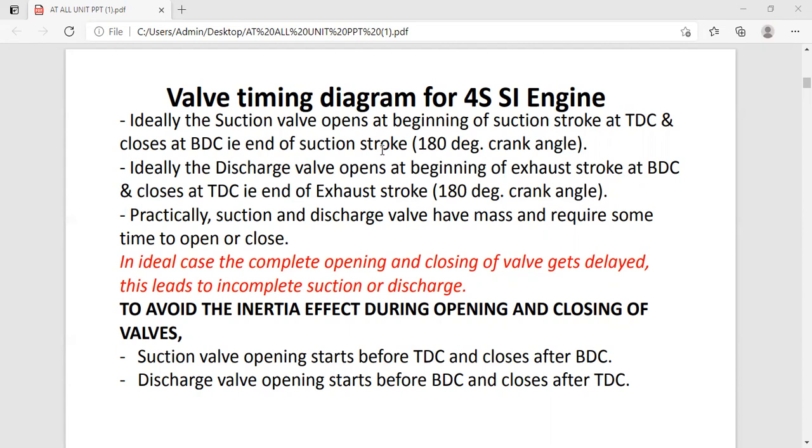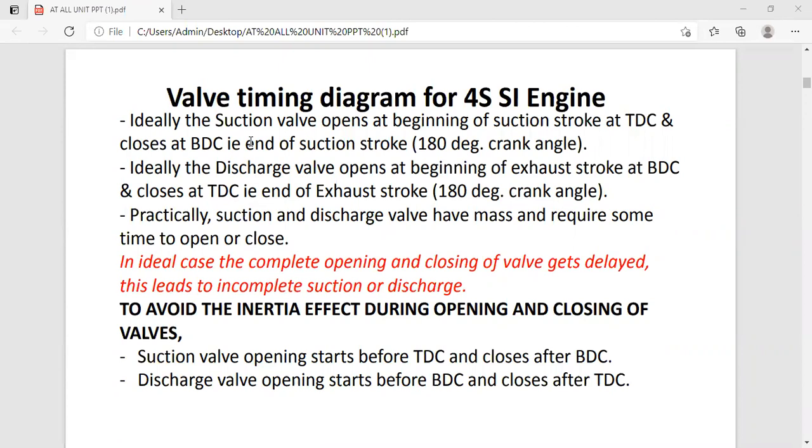Now, ideally the suction valve opens at the beginning of the suction stroke at TDC and closes at the BDC, which is the end of the suction stroke. The discharge valve opens at the beginning of the exhaust stroke at the BDC and closes at the TDC, which is the end of the exhaust stroke.